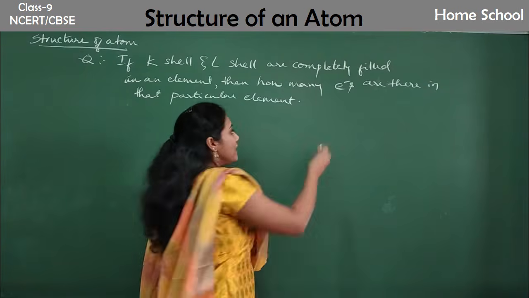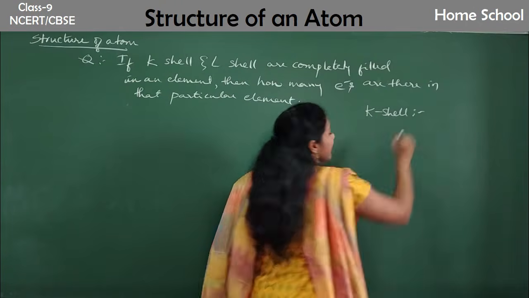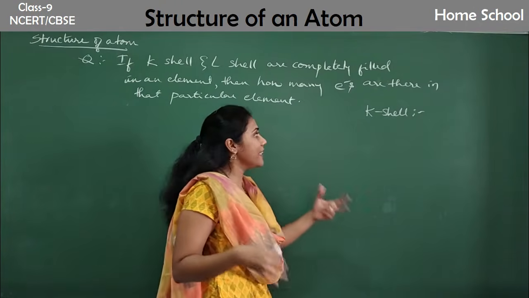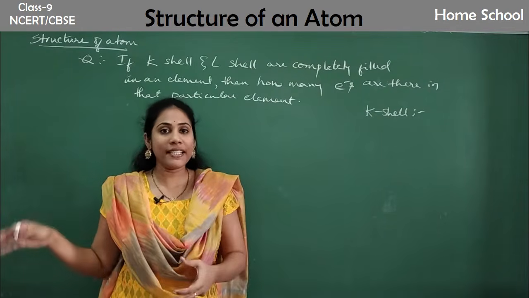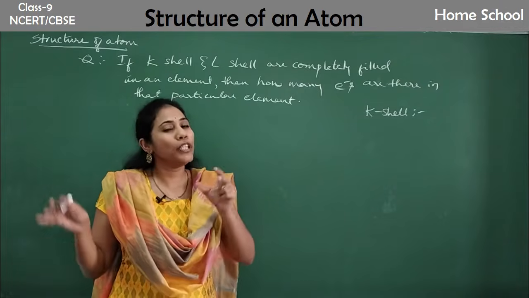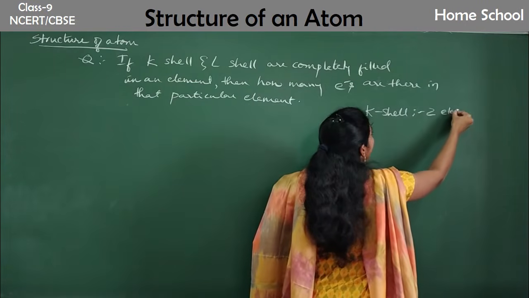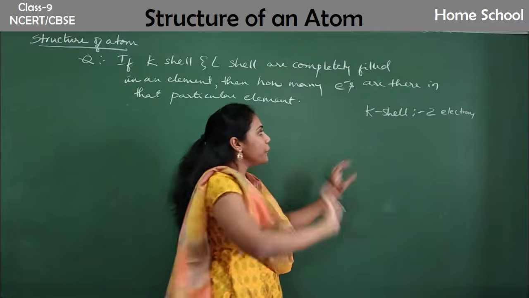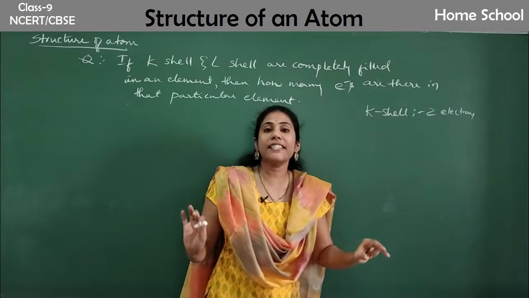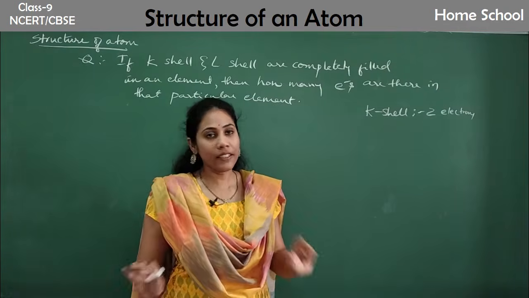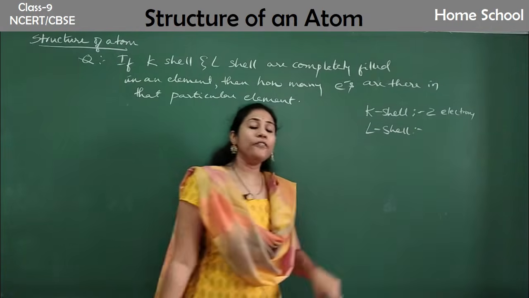You have a general idea that K shell can accommodate how many electrons maximum? What is its capacity? K shell is a very small district, I told you. If you consider atom as a state, it will have so many districts, and K shell is a very small district, only 2 people can stay. So K shell's capacity is only 2 electrons. If 2 electrons are there in a K shell, then I can say that K shell is completely filled.